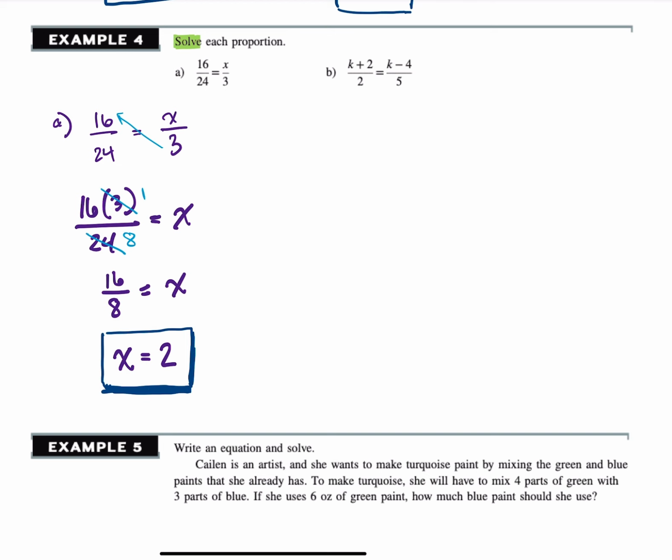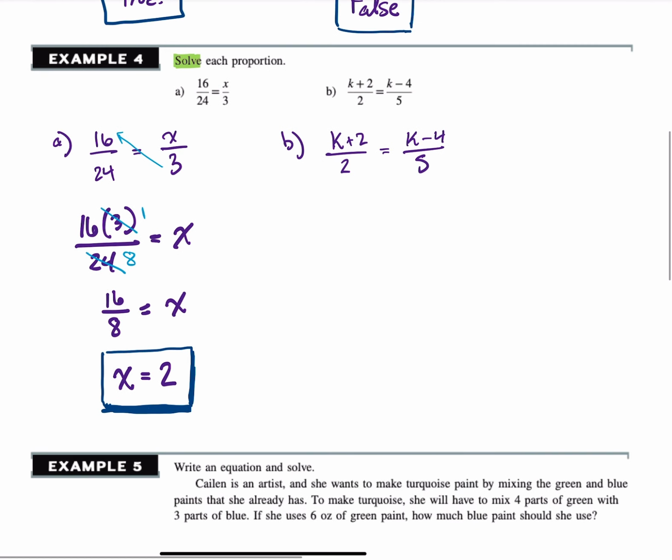Let's look at B. So we have k plus 2 divided by 2 is equal to k minus 4 divided by 5. And we want to solve for k. So this one's a little more complex. We want to get rid of these divisions, get rid of the fractions, and get all of our k's collected until at the end we can just say k equals some number.